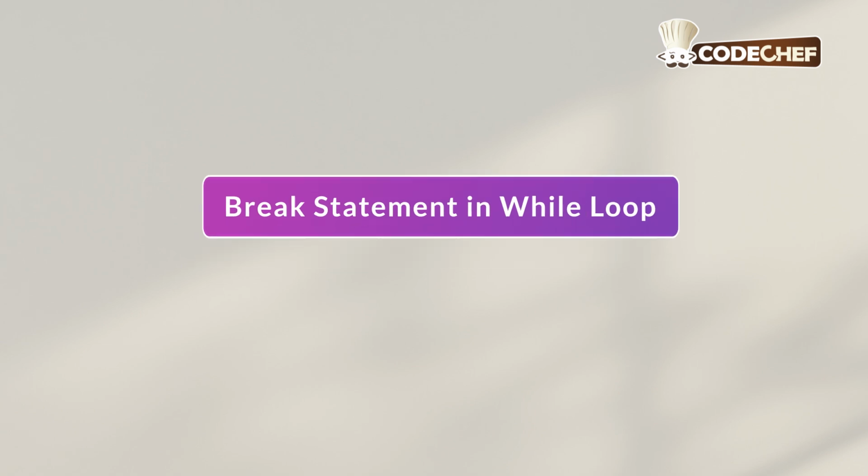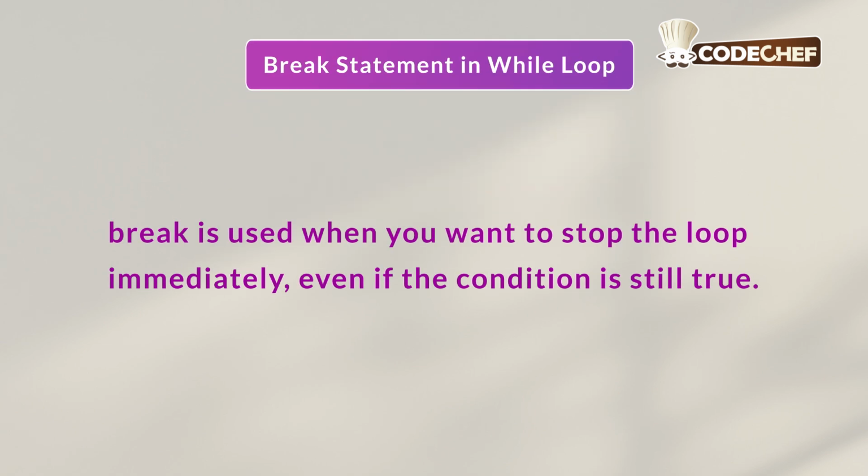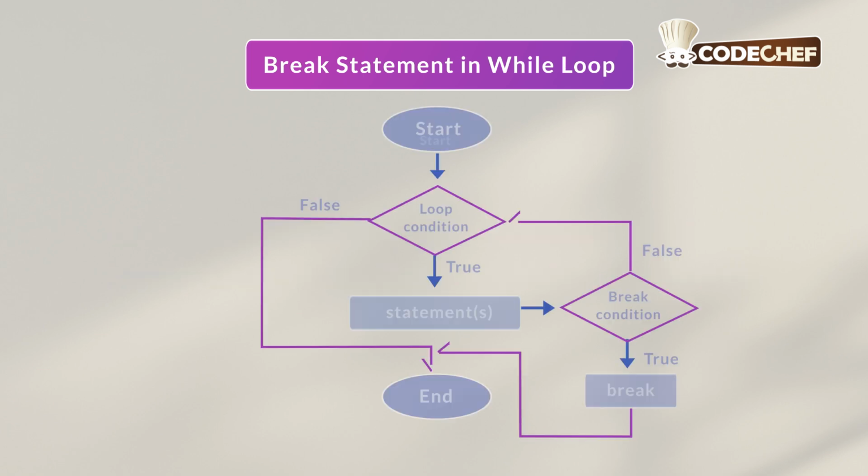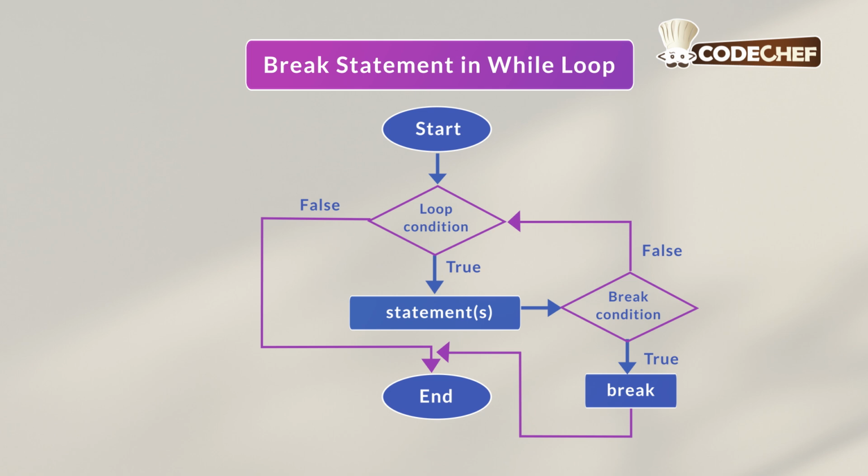Break is used when you want to stop the loop immediately, even if the condition is still true. So whenever we are checking any condition and the condition seems to be true over and over again, if we put a break statement there, then the loop will stop immediately. Even if your condition is true, it won't repeatedly execute the same piece of code.